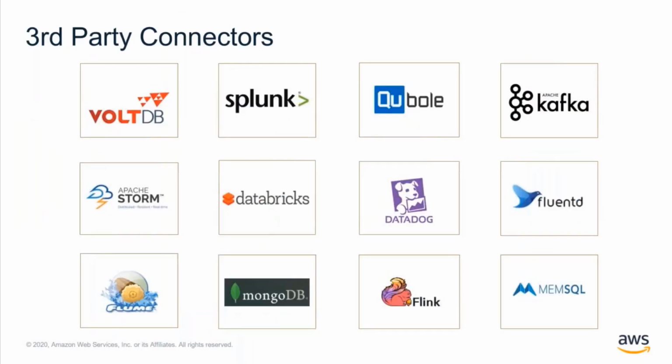It's just not about AWS services integrations. We also have third-party connectors, including and not limited to things like FluentD, MongoDB, Datadog, and MemSQL. So the idea there is the ability to deliver data as well as be able to produce data from a wide variety of different sources and destinations.